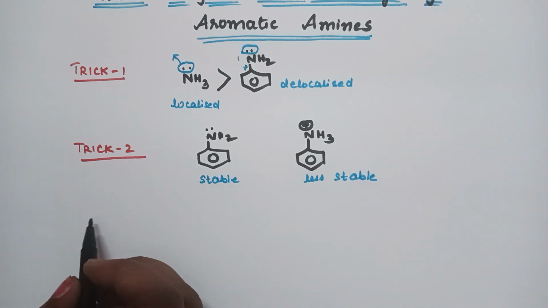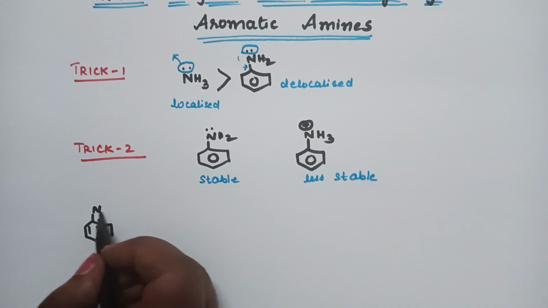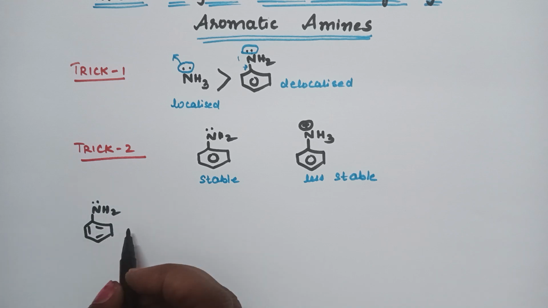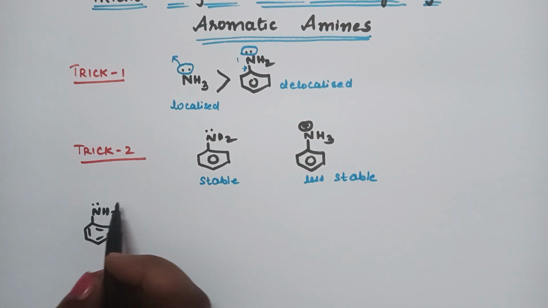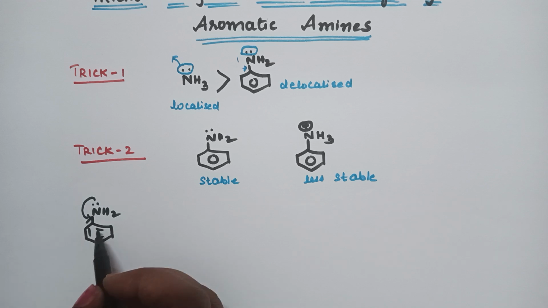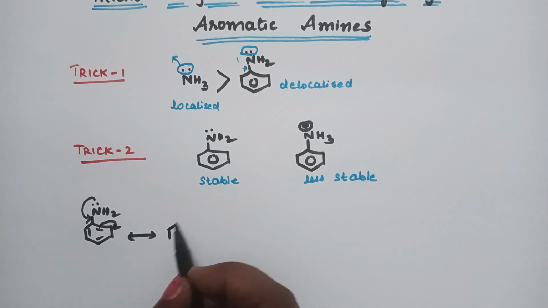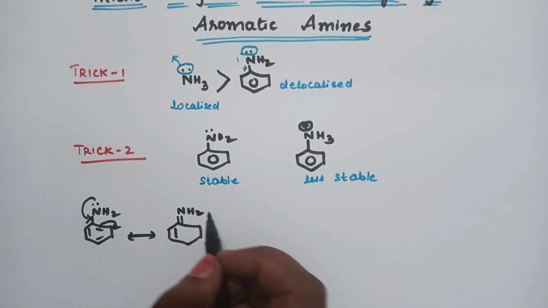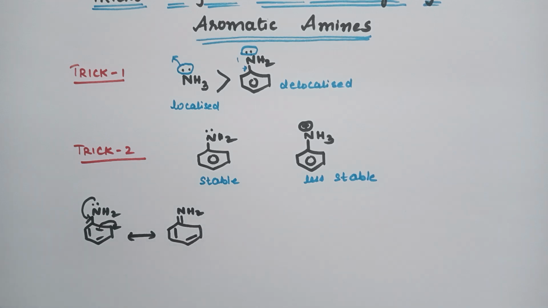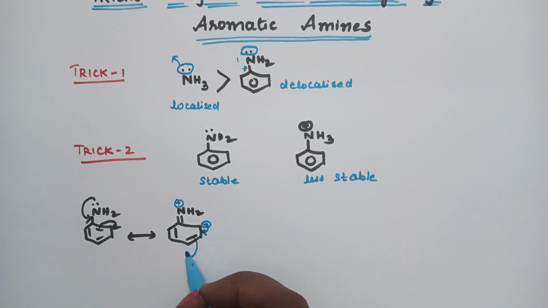So let us take aniline, NH2, which has a lone pair of electrons. Now this lone pair of electrons is involved in resonance. It will move here and these electrons will shift here. As a result, you will get a double bond, NH2 single bond, and here a positive sign and here a negative sign. In the next step, these electrons will shift here and these electrons will shift here.